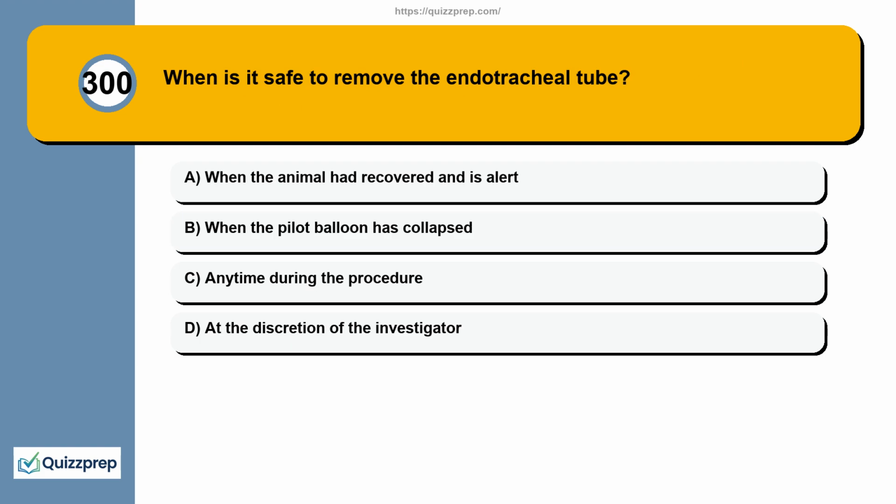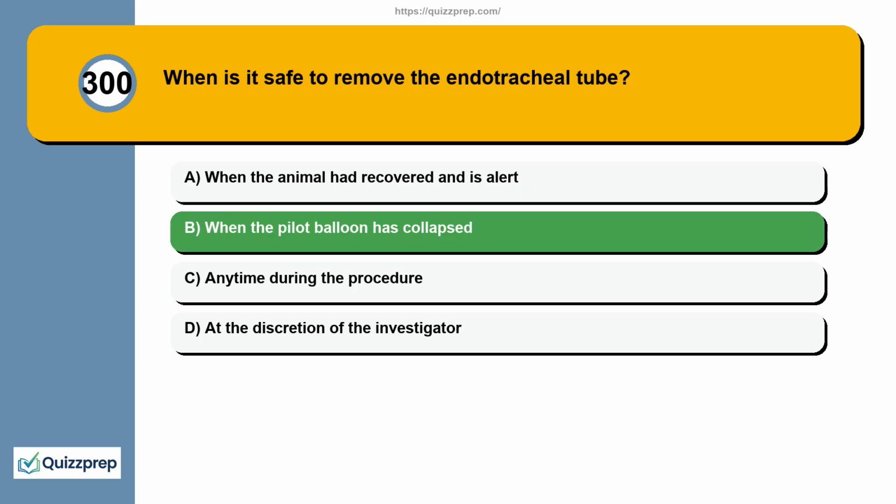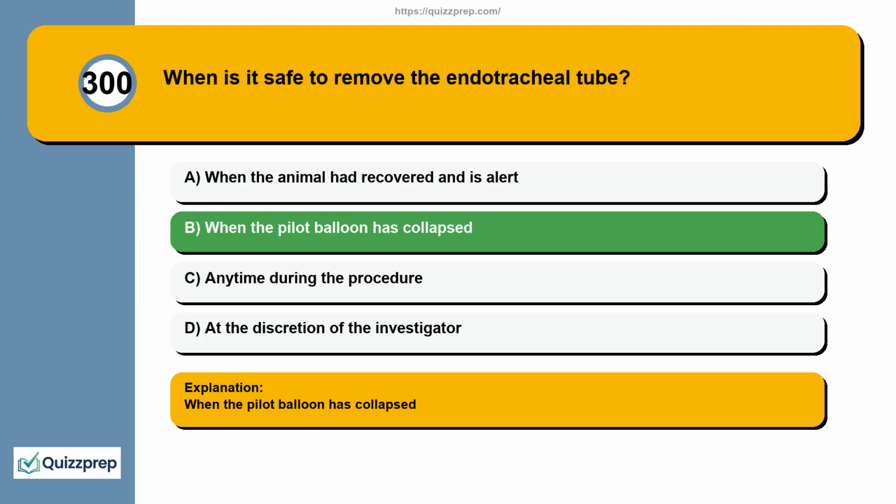Question 300. When is it safe to remove the endotracheal tube? Option A. When the animal has recovered and is alert. Option B. When the pilot balloon has collapsed. Option C. Anytime during the procedure. Option D. At the discretion of the investigator. The correct answer is option B. When the pilot balloon has collapsed.